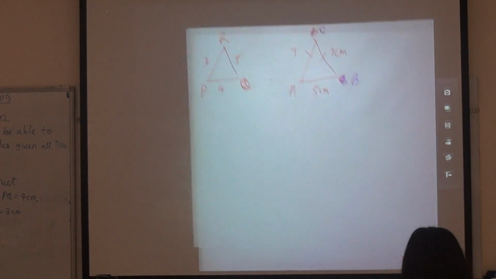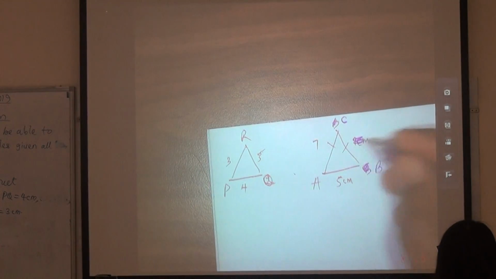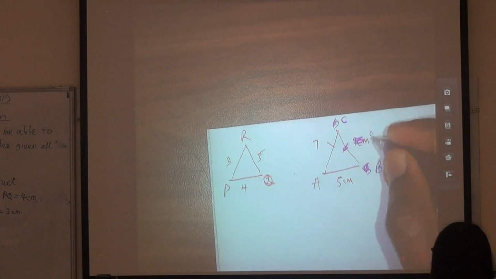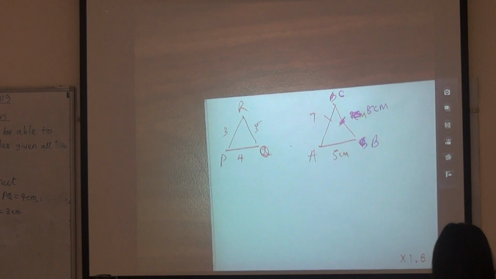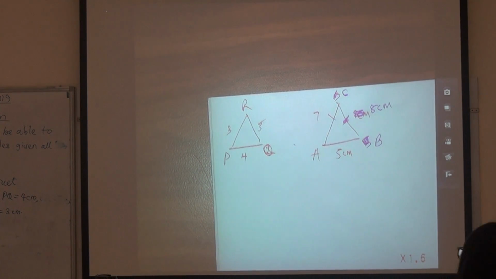It's not going to happen all the time. So how about I change this so we don't think it's going to be the same all the time? I change this to 8. Okay? From A, C is 7 centimeters.